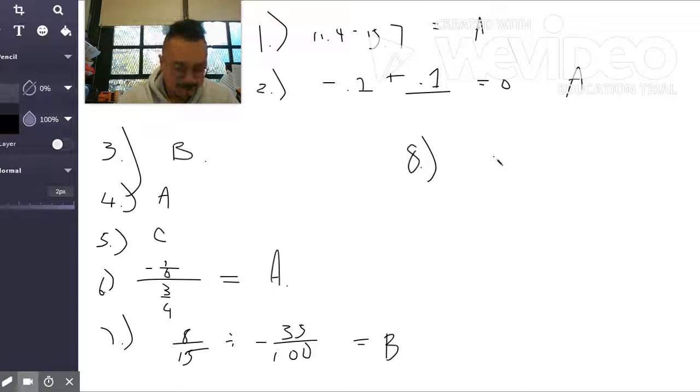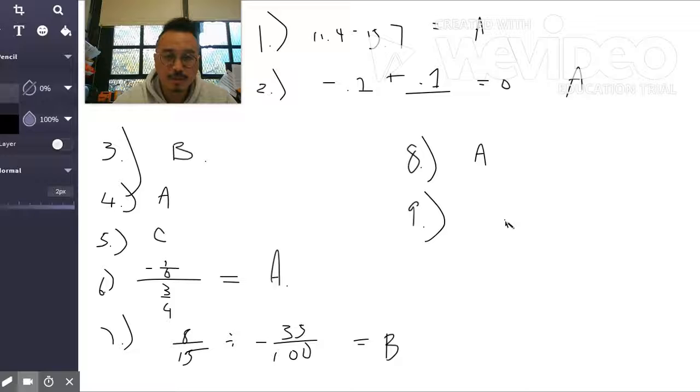Number 8. Look at that: 4 minus negative 7, so that's 4 plus 7. So that's A, right? Commutative property. 7 plus 4 is the same thing as 4 plus 7. And here we are, our last one.